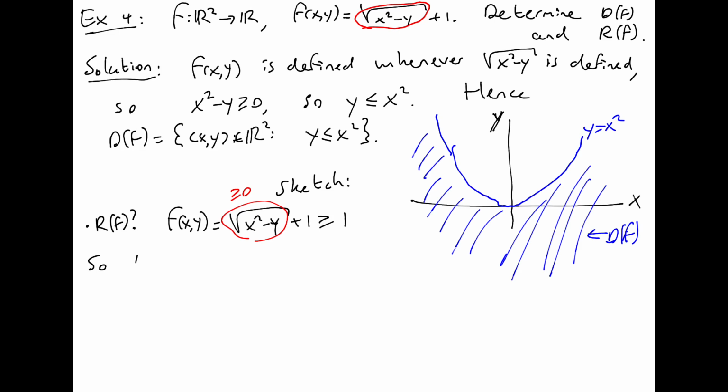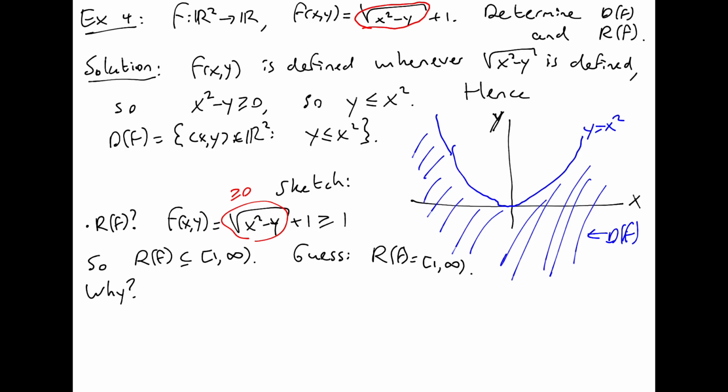So as a conclusion, we can see that the range is certainly a subset of the numbers from 1 to infinity. And now I'm going to sort of guess what the range is, and my guess is that the range actually equals this interval from 1 to infinity, so every real number bigger or equal than 1. So why do I make this guess?